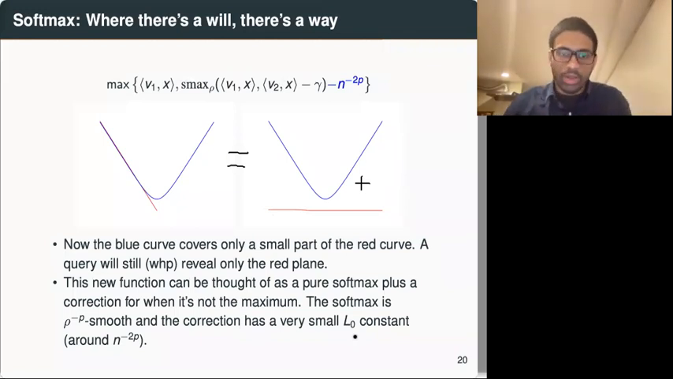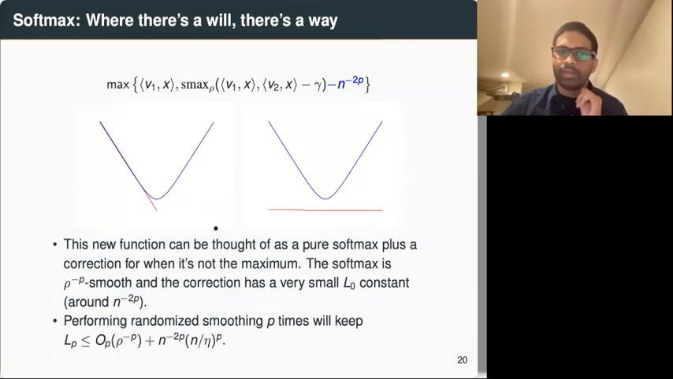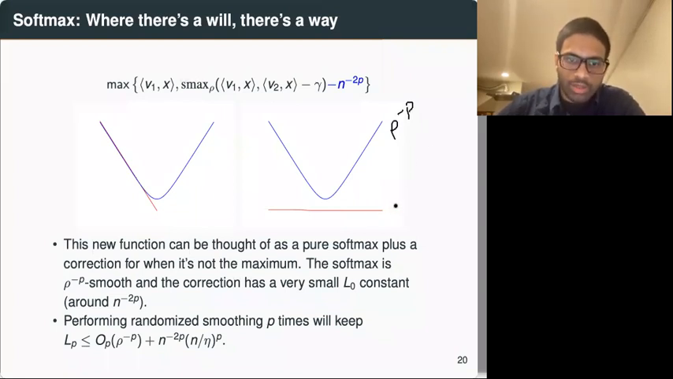Now what we're going to do is take this non-smooth function and smooth it p times. Since smoothing is a linear operator, it's going to be the same as the smoothing of the softmax function plus the smoothing of this correction. The smoothing of the softmax function is going to keep the same LP constant, around rho to the minus p. The smoothing of the non-smooth part is going to be L0. The L0 constant of this was n to the minus 2p. It's going to be the L0 term times n by eta to the p.